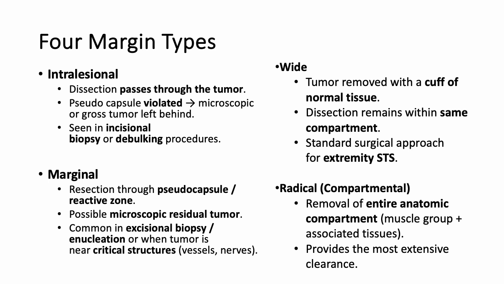We'll discuss this more when I talk about the satellite and skip lesions. So radical or compartmental dissection is done in case of skip lesions. The entire compartment is removed.